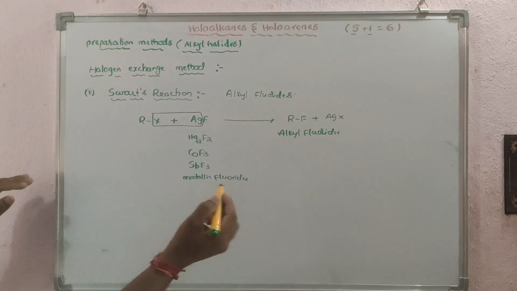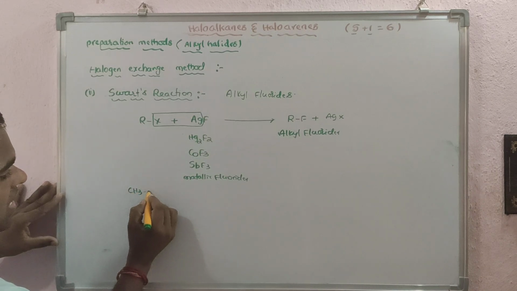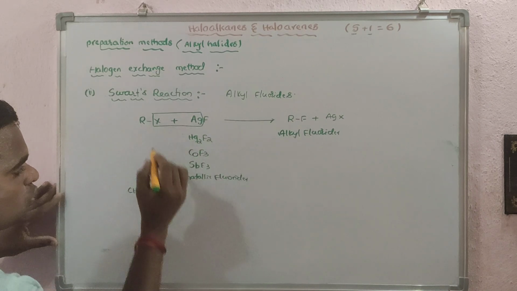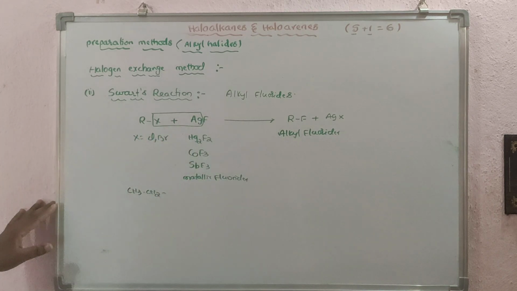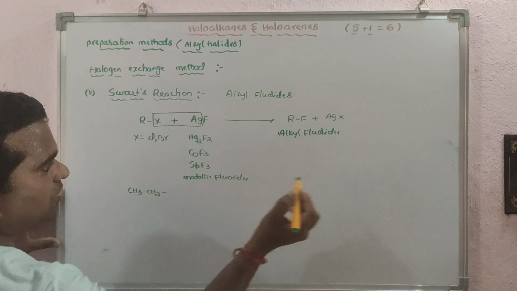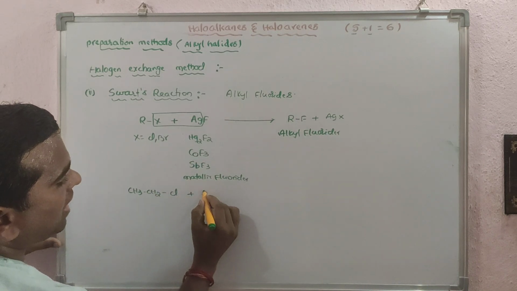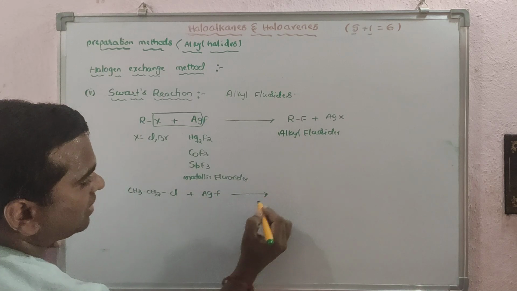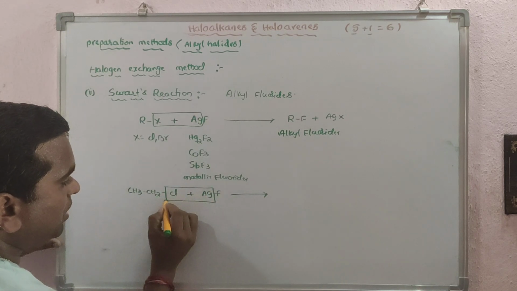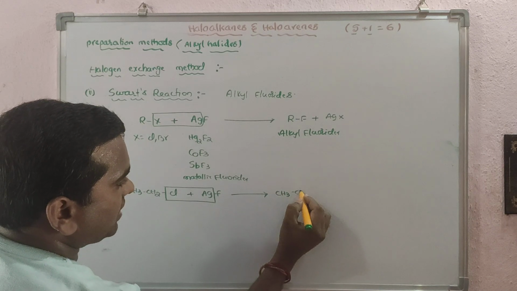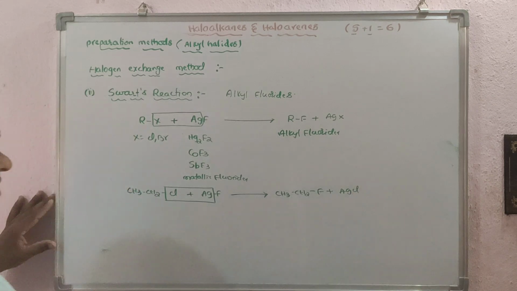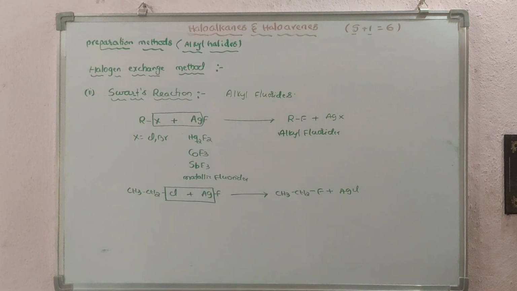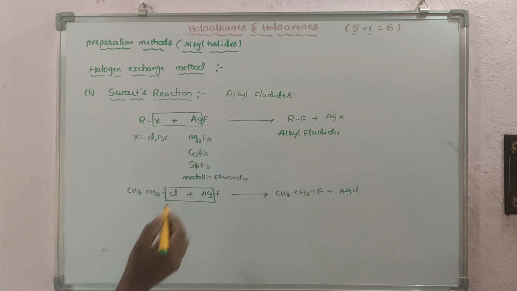Clear? Suppose I take a simple example, ethyl chloride, CH3CH2X, where X is mainly chloride or bromide. Clear? So if I take chlorine and AgF, then what will you get? AgCl will be removed, then you will get the compound CH3CH2F plus AgCl. Clear?